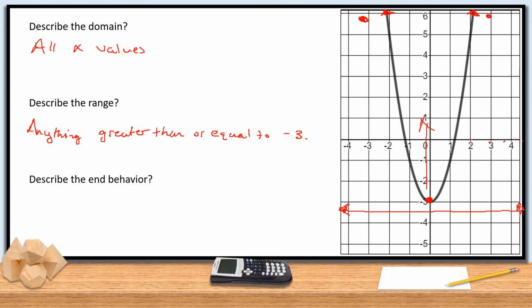Describe the end behavior. So it's going up for both. Now, this is not, of course, the appropriate way to describe this, but just visually, for both directions of x, whether x is getting smaller or getting larger, the y values are going higher. So it's going up in both cases. We will write these all in the proper form in a second.